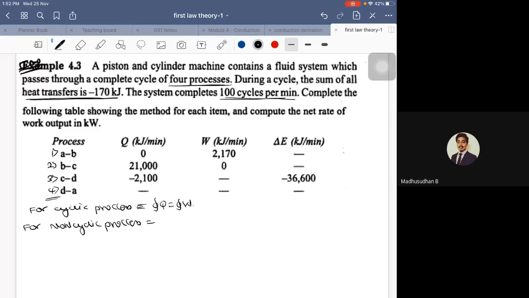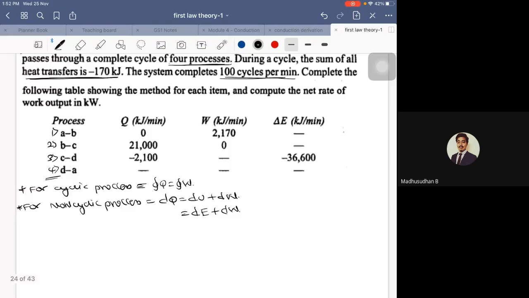If I apply it just for a process, then it is dQ is equal to dU plus dW. In precise terms, I can say it is dE plus dW if kinetic and potential energies are neglected, as we have discussed in the last class. So this is the application of the first law for the cyclic and the non-cyclic processes.